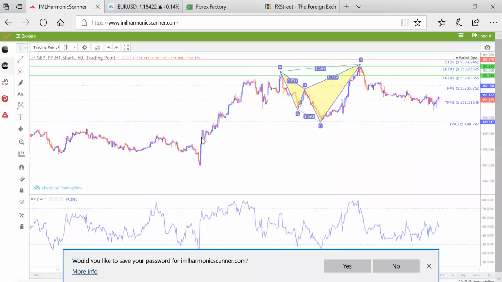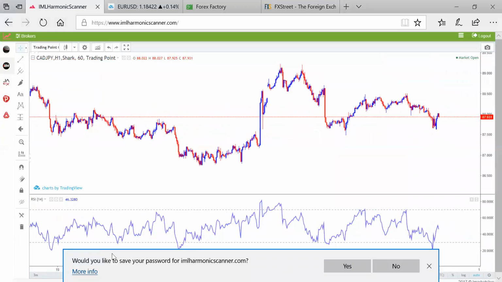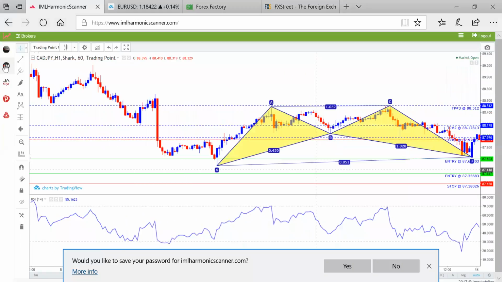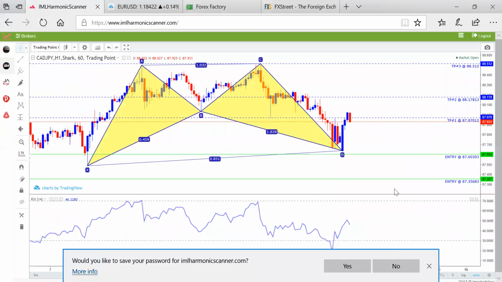CAD JPY. That's gone already. GBP AUD. Oh, GBP AUD hurt my heart this evening. I missed out on a beautiful, beautiful trade opportunity. But let me look at that.